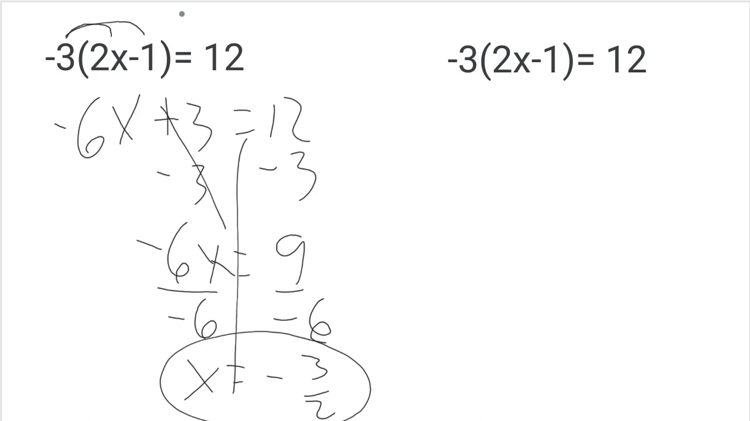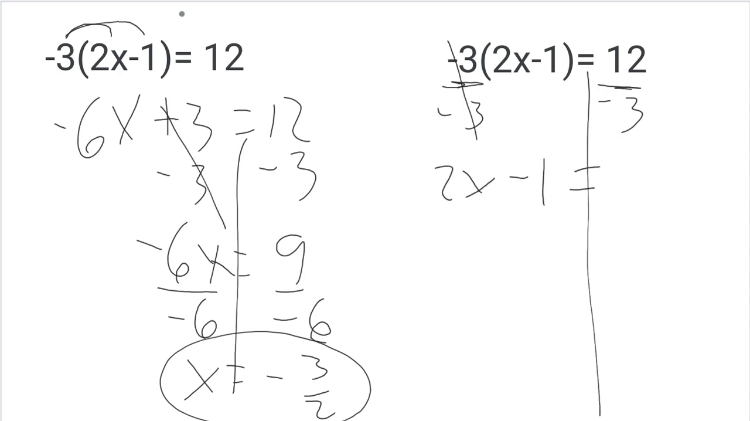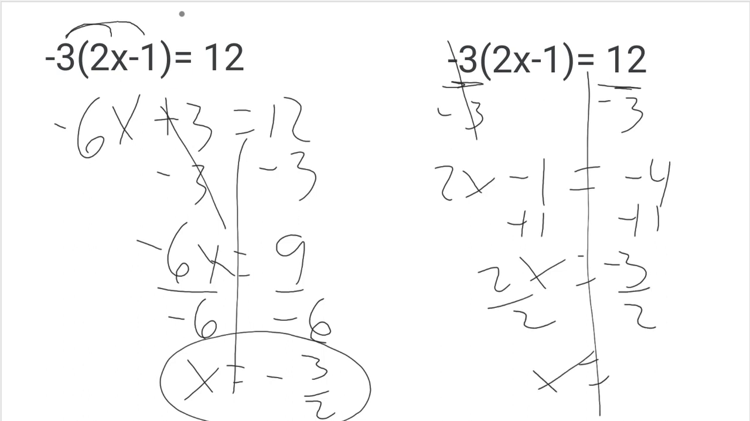Another way you could do it is, because this is multiplication, if this number and this number are divisible by each other, you can skip the distributing step and divide both sides by negative 3. Then you have 2x minus 1 is equal to negative 4. Add 1 to both sides. Divide by 2, and you get the same answer.